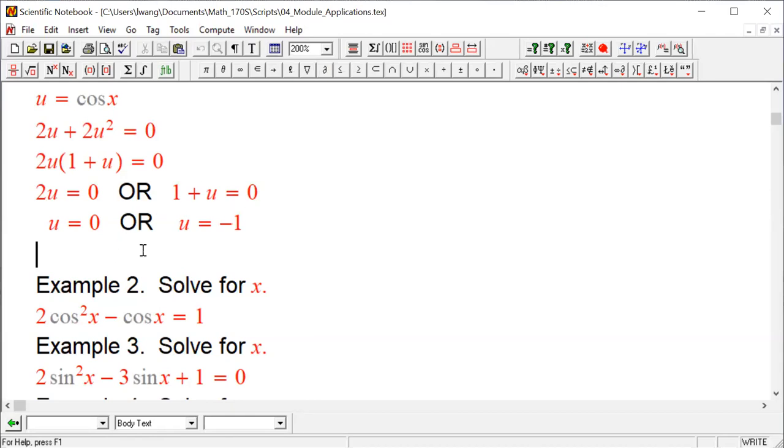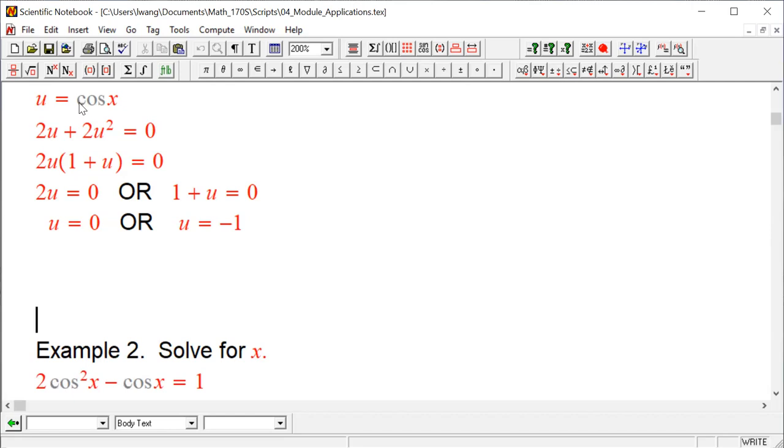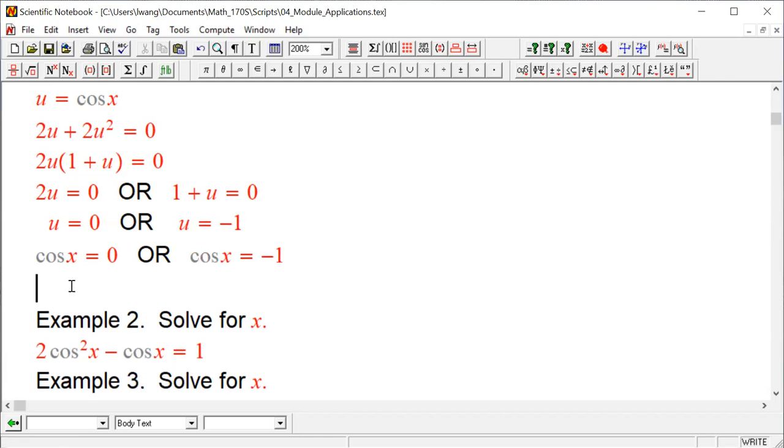And then afterwards, we can put cosine x back in place of u. So we have two cases. We're going to solve this equation, and the other equation, which is cosine x equals -1. And this is something you are going to learn in trigonometry, so we're just going to skip the rest of the steps for you to solve these equations in trigonometry.